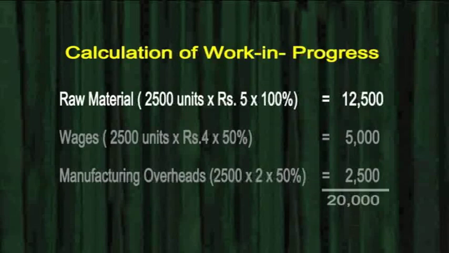Now find out the calculation of work in progress. Raw material is 2,500 into 5 and the degree of completion will be taken as 100%. This is the most crucial point I am going to discuss here: inventory under work in progress shall be considered to be provided in the beginning of the year, while the expenses related to wages and other manufacturing expenses will be considered to be spread evenly throughout the year. So the degree of completion for wages and expenses shall be taken as 50% under work in progress inventory.